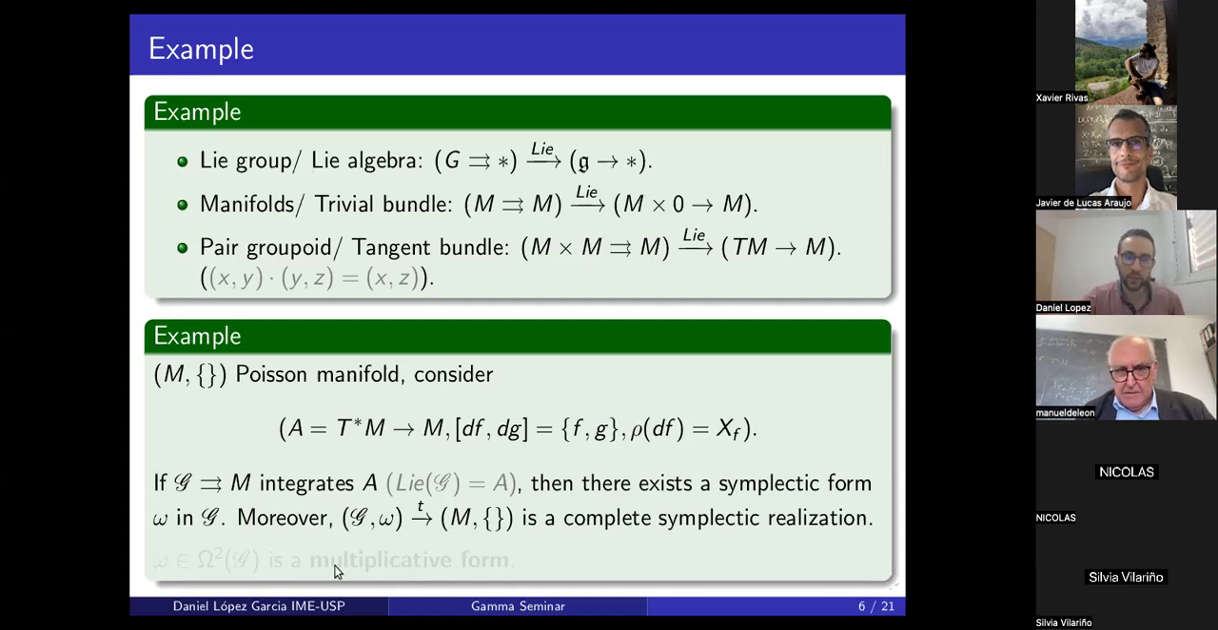It's very similar. So at the end, when you have an integration of this Lie algebroid, in the sense that there exists a Lie groupoid with Lie functor A, you obtain a complete symplectic realization. That means that it is integrable. But what I want to highlight here is that this omega also is a multiplicative form. I'm going to explain what that is.